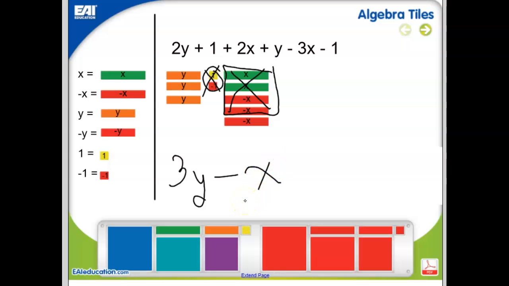So I went from having 6 terms to only having 2 terms. That expression, the long one up at the top, is just equal to 3y minus x. It's a lot easier to see it that way.